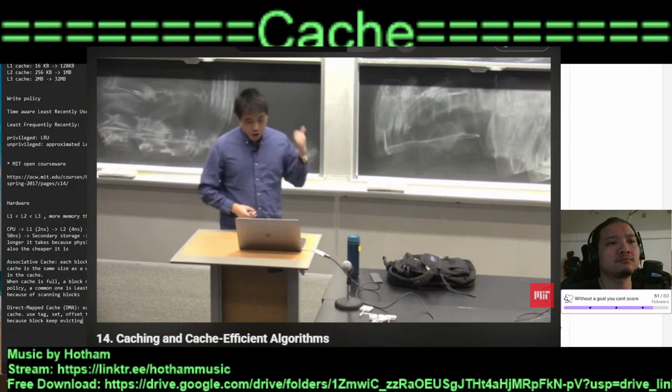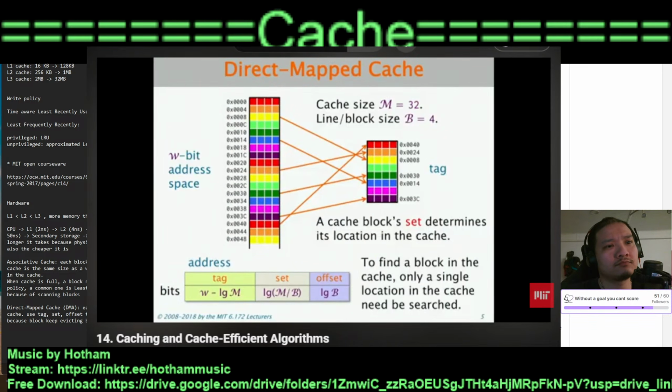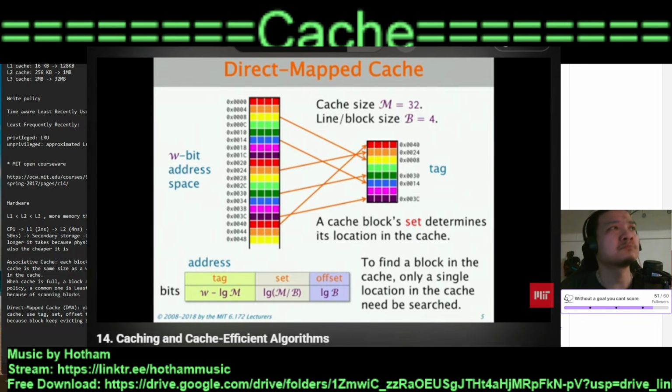So as we said, finding a block is very fast. Only a single location in the cache has to be searched. But you might suffer from conflict misses if you keep accessing things in the same set repeatedly without accessing the things in the other sets. So any questions?